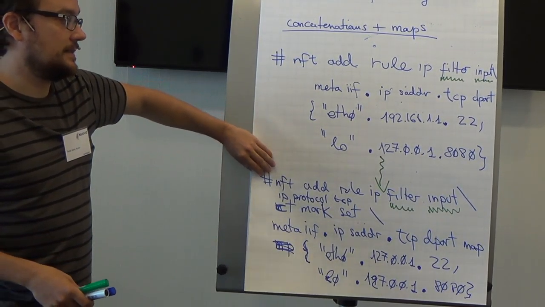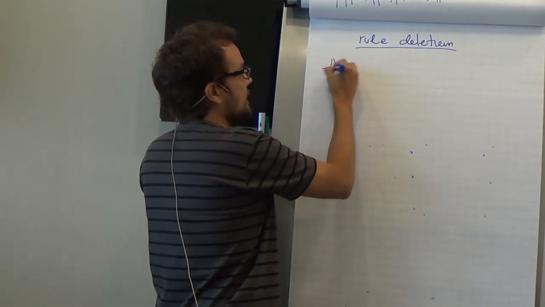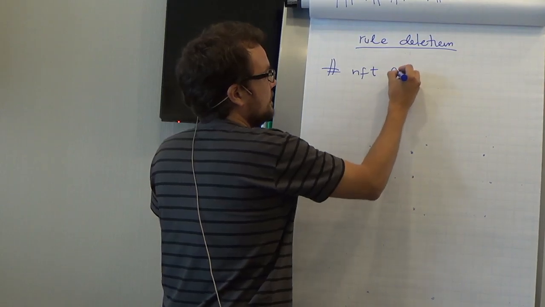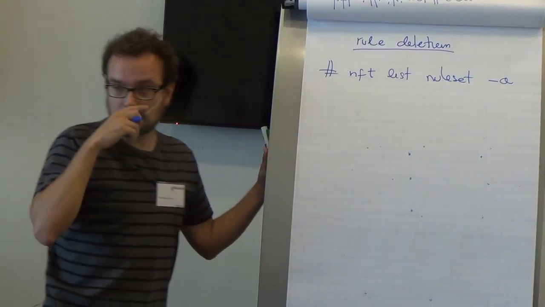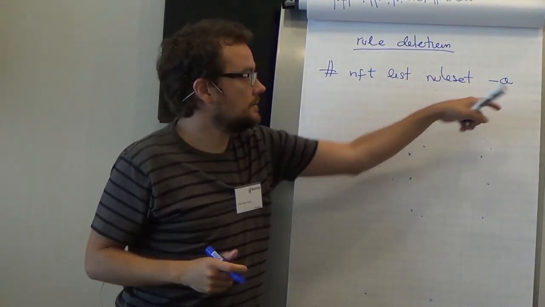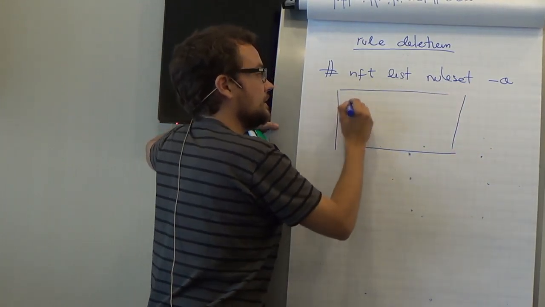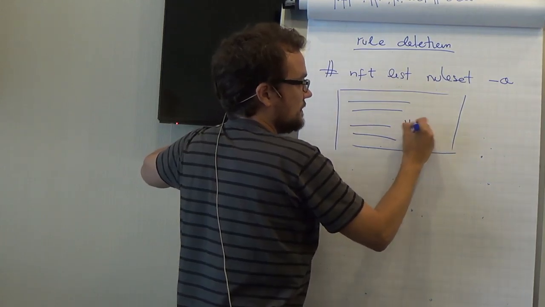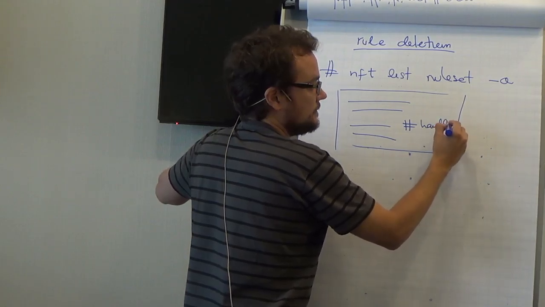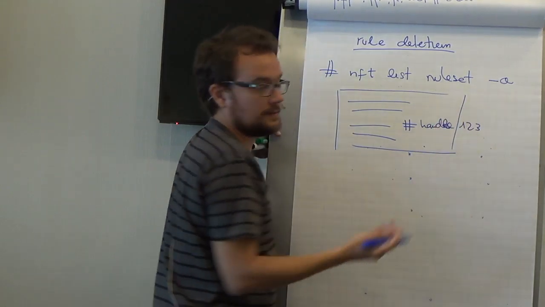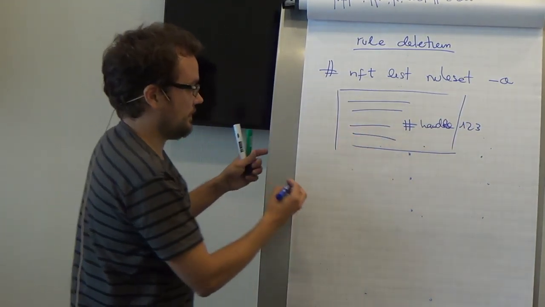So, concatenation maps. Let's have a look at deletions, okay? So let's just check through deletions. This one is very easy. Apparently, you have to list the rule set with -a, okay? And with -a, you will see when listing the rule set, in the rules, something like this: handle, then a number. Okay, so this is the unique handle that is assigned to the rule.